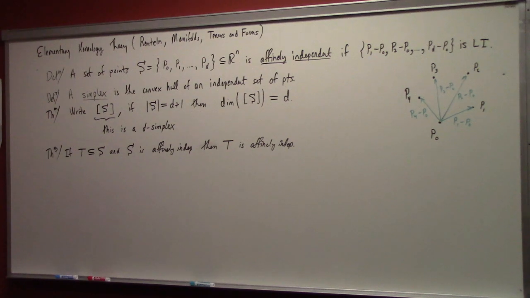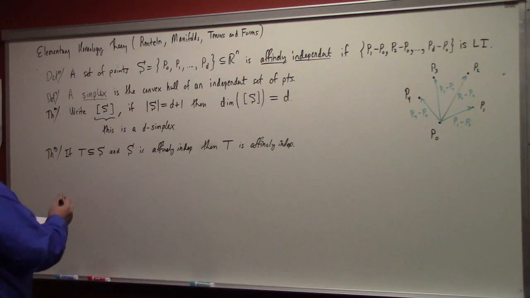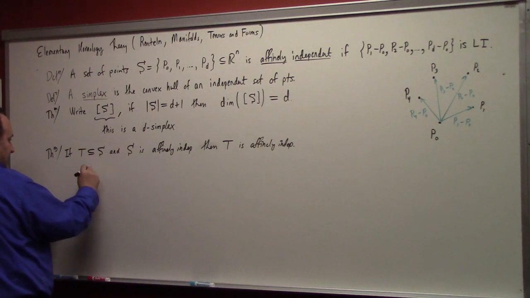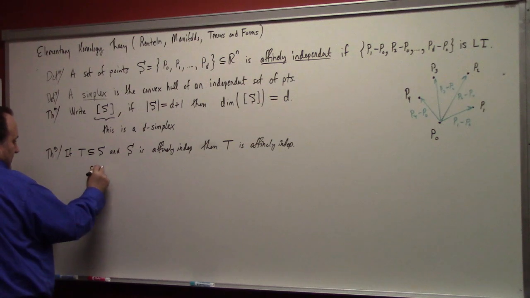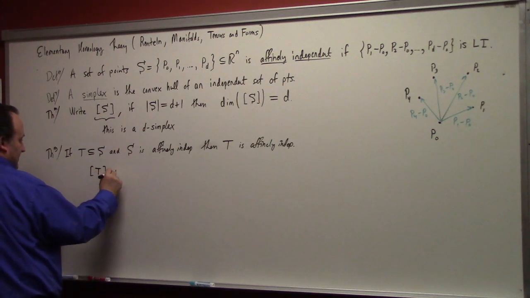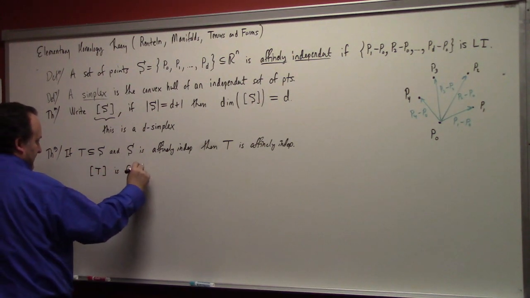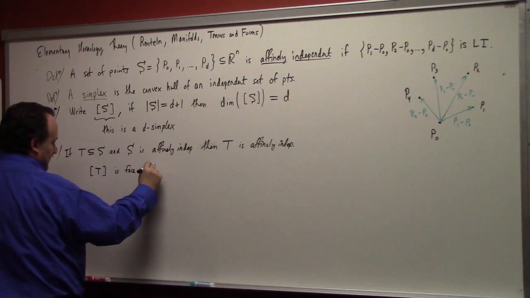He says, because a subset of an independent set of points is itself independent, any proper subset T of S determines a lower dimensional simplex of T, which is necessarily a face of S. So in other words, what this means for us is that the convex hull generated by T is a face of S.